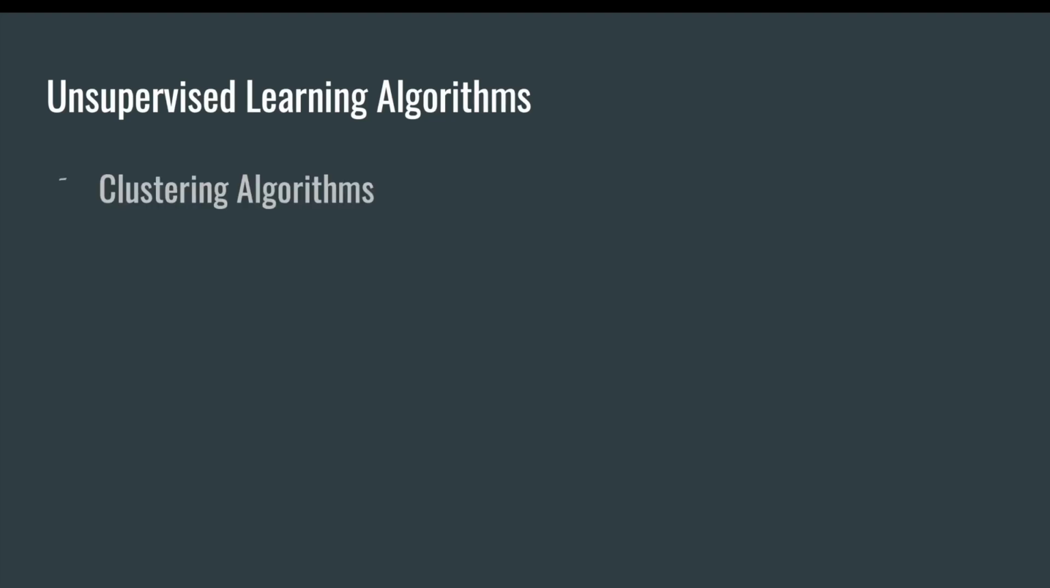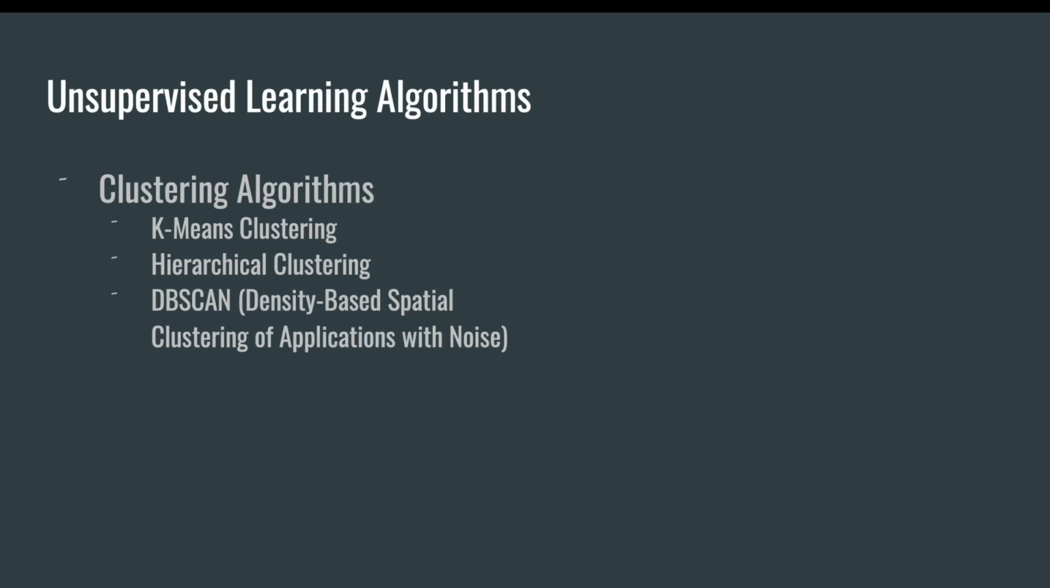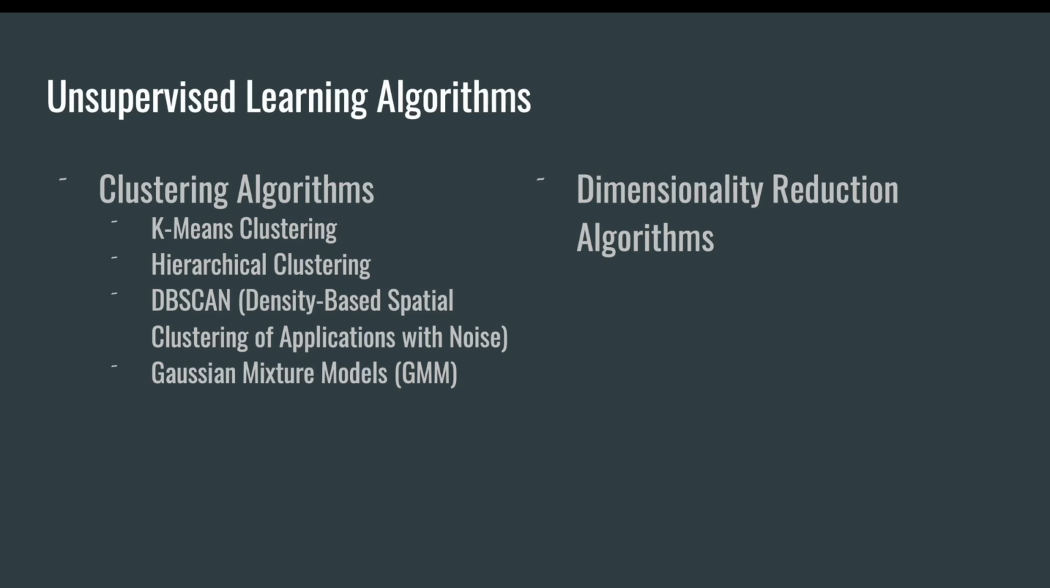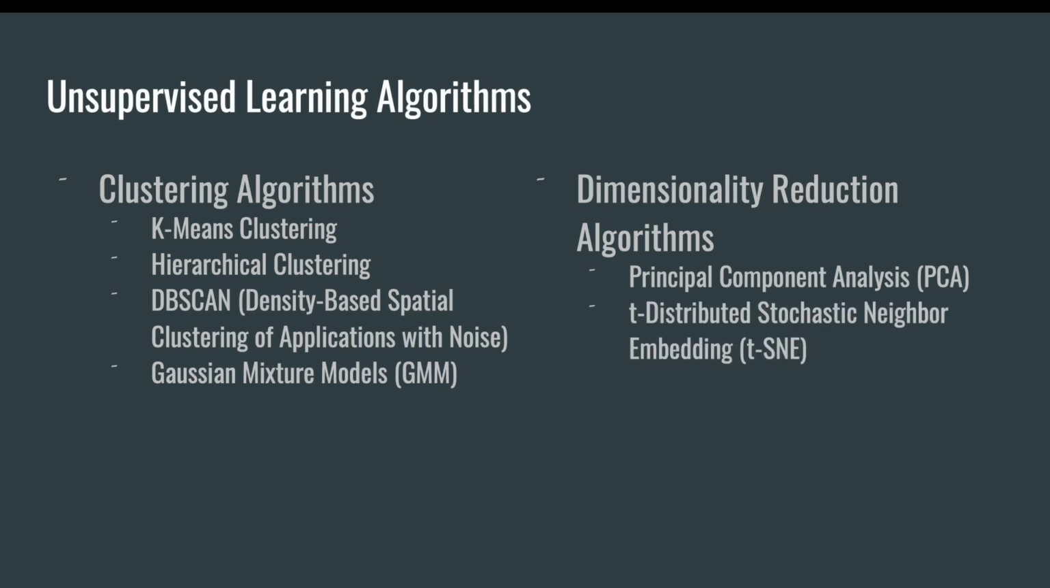One, clustering algorithms. They are k-means clustering, hierarchical clustering, DBSCAN or density-based spatial clustering of applications with noise, Gaussian mixture models or GMM, and we also have dimensionality reduction algorithms. These are principal component analysis or PCA, t-distributed stochastic neighbor embedding or t-SNE, and autoencoders. So these are the unsupervised learning algorithms which we will be learning about implementation.